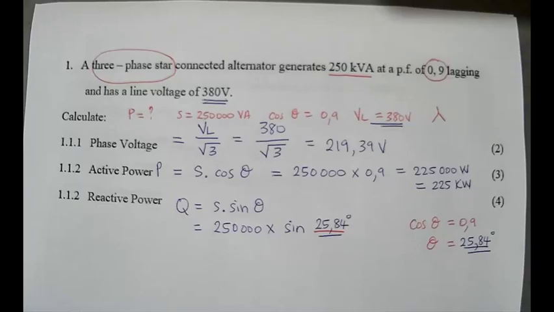Substitute it and plug it into our calculator, and we'll get the reactive power in VAR, volt amps reactive. Simplify that into kilovolt amps reactive. Divide by 1,000.